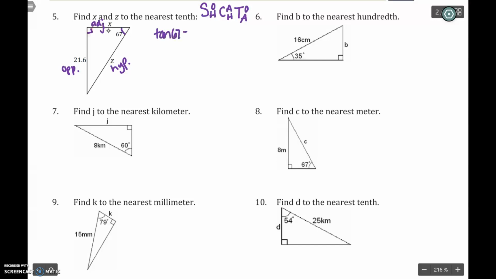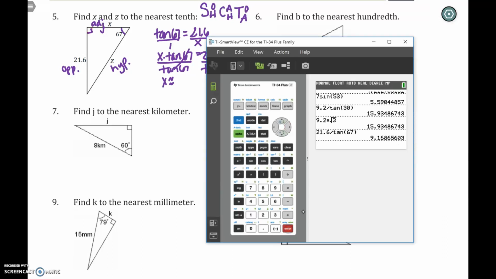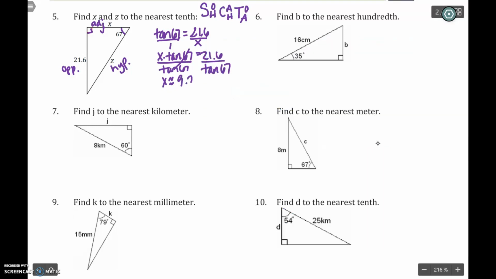So the angle is 67, the opposite is 21.6, and the adjacent is x, and I will cross multiply. When I do that, I get x times tangent of 67 equals 21.6. The x is not alone, so I do need to divide in this one by doing divided by tangent of 67 on both sides. And then to the nearest tenth, you're going to get 9.2. And then to find z, we'll do opposite with hypotenuse, which is sine.